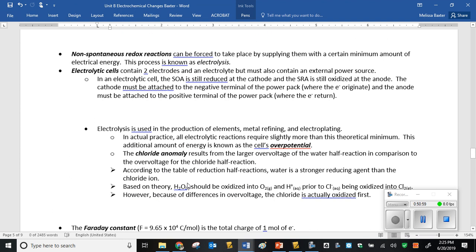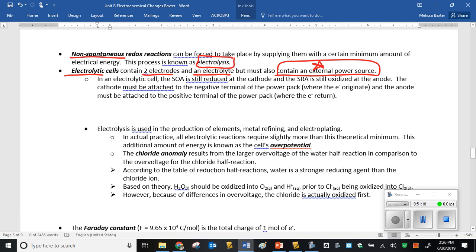Okay, now we're down into our non-spontaneous things. So these are our electrolytic cells. Electrolysis is the process that's happening in the electrolytic cells. They have electrodes and electrolyte, but they absolutely have to have an external power source.